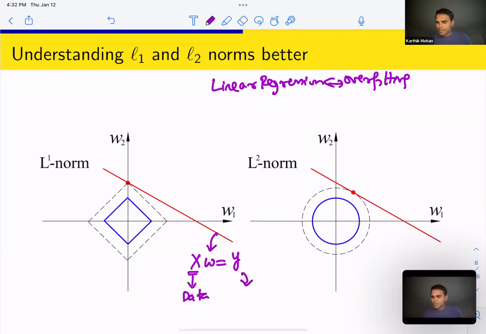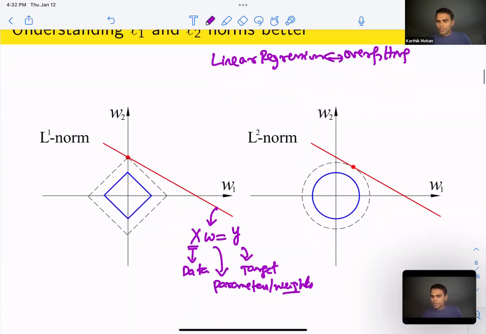This is your target, or what you want to predict. And these are your parameters or weights. Okay, so the context is clear. So obviously you may not have equality, so let's say it's approximately y. But for the sake of simplicity, let's assume it's an equality. Okay, you want to do linear regression with equality.